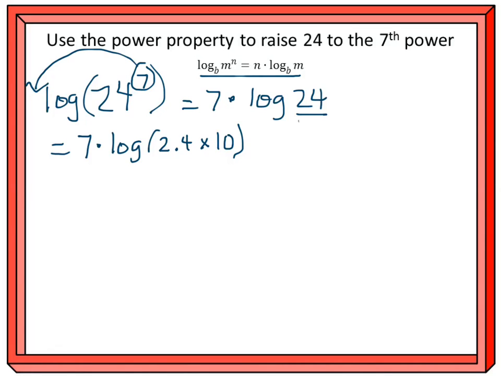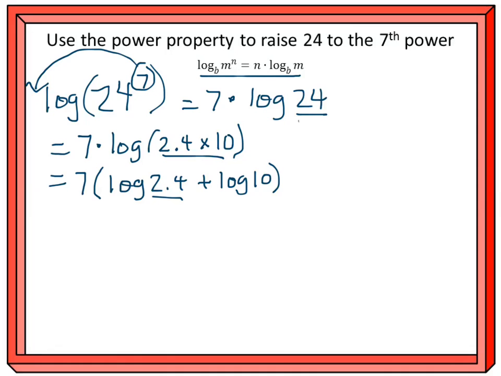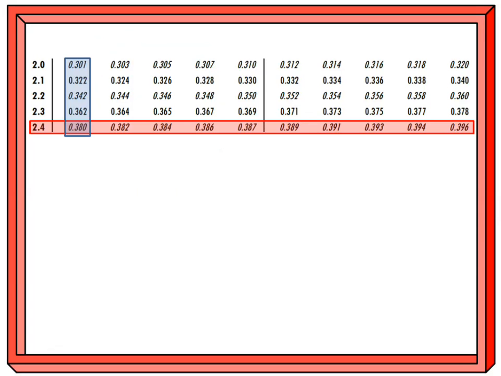Okay? Now I need to break up this portion using the product property. So 7, and I'm going to put this in parentheses, log of 2.4 plus the log of 10. And the log of 2.4 I'm going to look up on my log table. So take a look here. So 2.4, this is 0, 1, 2, and so on. I just need this one here. So the log of 2.4 is equal to 0.380.